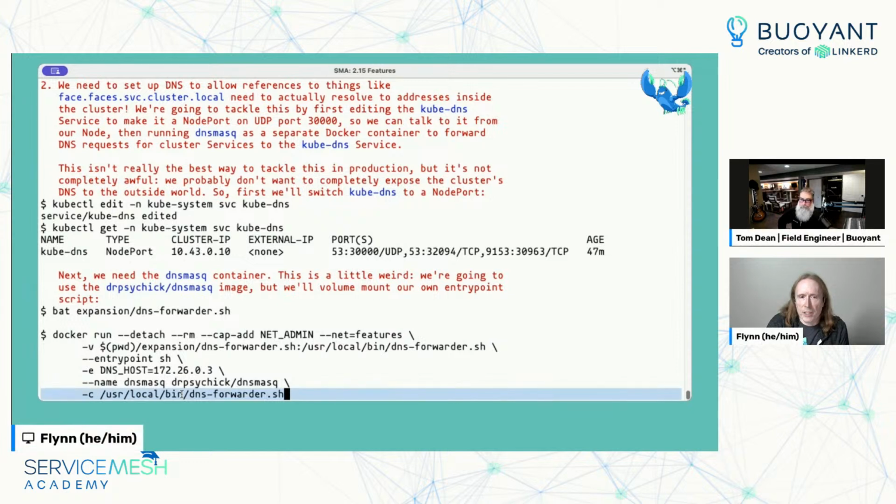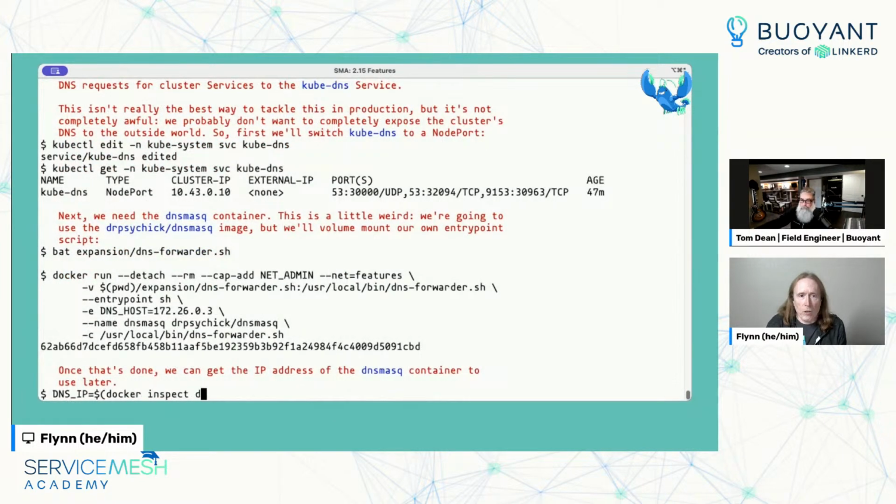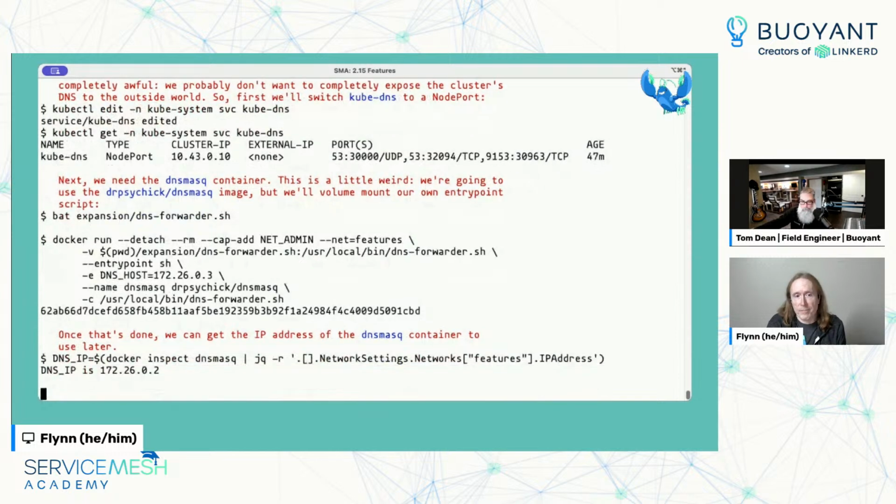And this bit is actually the argument to sh up here: sh -c /usr/local/bin/dns-forwarder.sh, just run my script. I'm doing it that way, explicitly running sh -c, so that I don't have to think about whether permissions are crossing the volume mount correctly or anything like that. So there we go. And now we can get the IP address of the DNS mask container at 172.26.0.2 so that we can point our external workload to that DNS server.